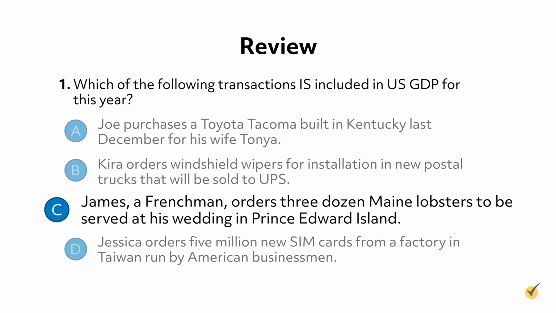The answer is C. A includes a good manufactured last year, which counts toward last year's GDP. B is an intermediate good. C is a U.S. good that counts in exports. D is an import which does not count towards U.S. GDP.